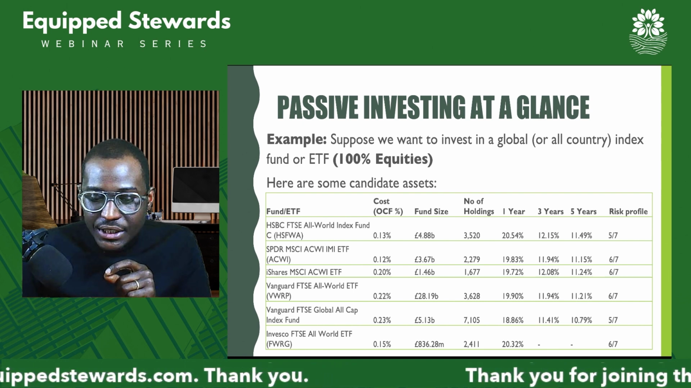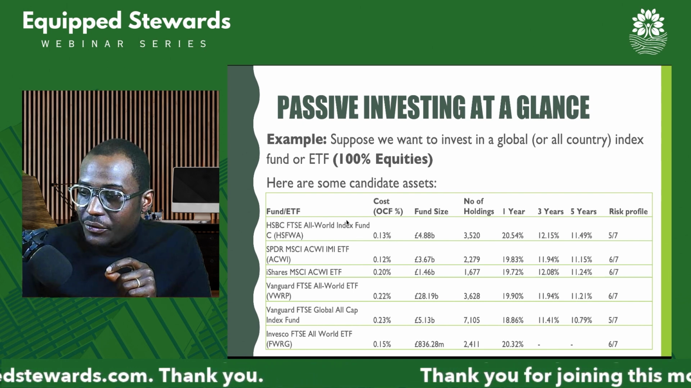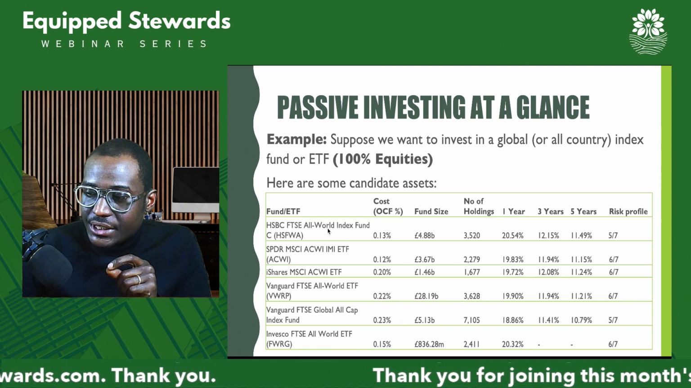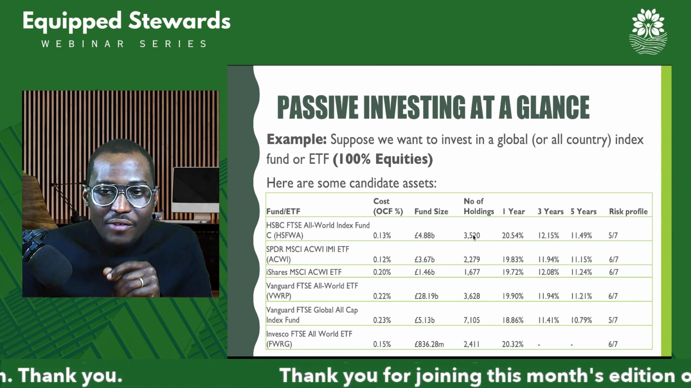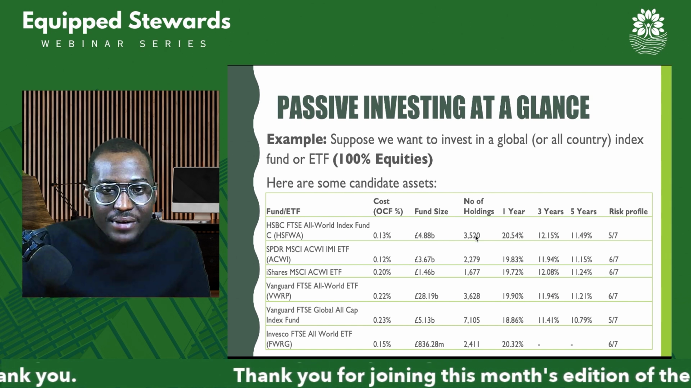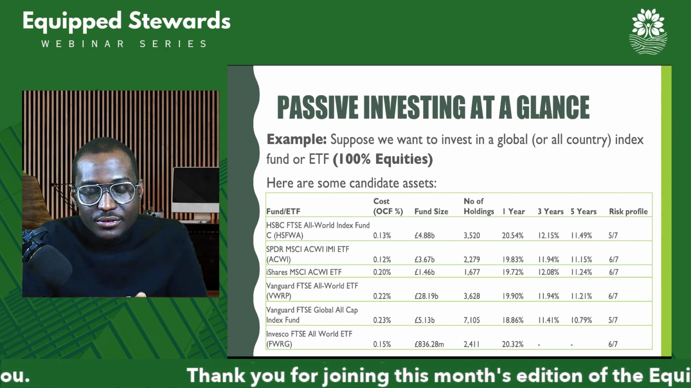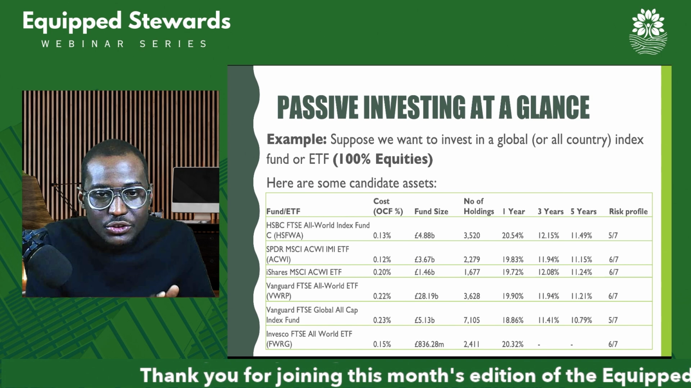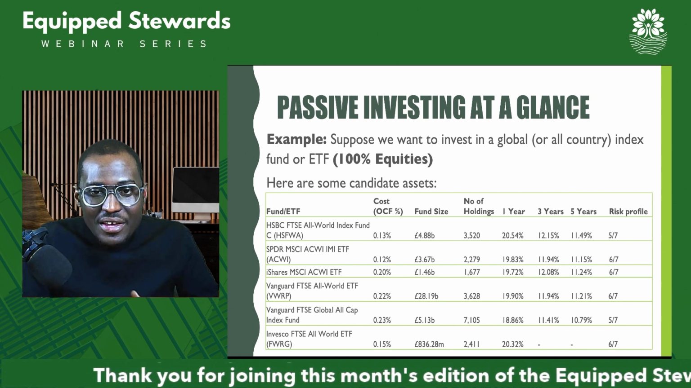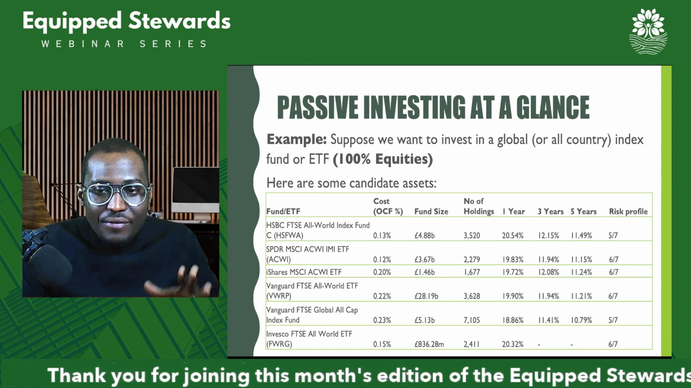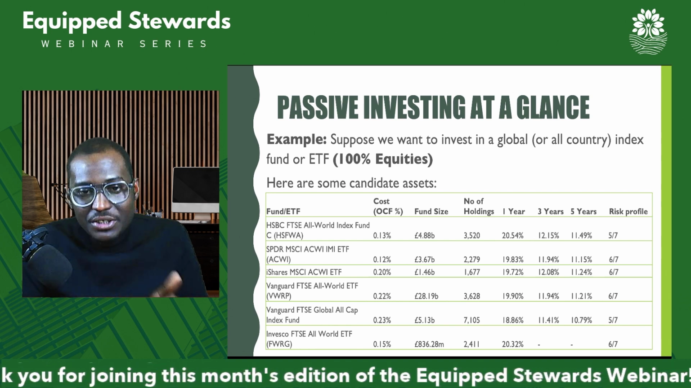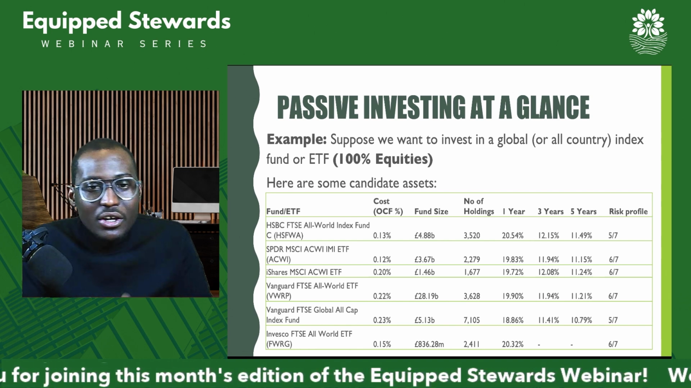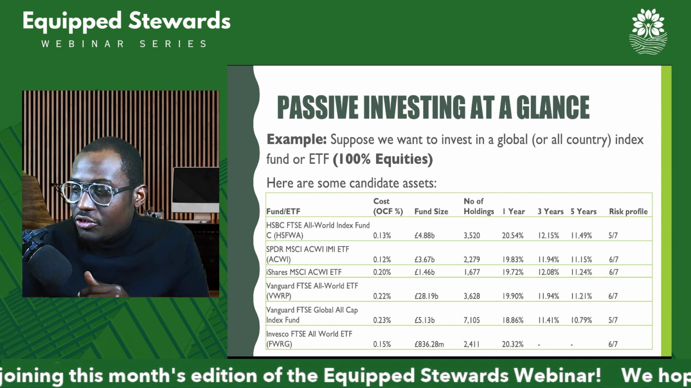So for example, the first one, the HSBC FTSE All World Index Fund, has about 3,520 different companies in that fund. So it means that if you buy one unit of this fund, you are investing in 3,520 companies. So if something happened to one of those companies, you won't really feel it, because you have others to support or to back you up.